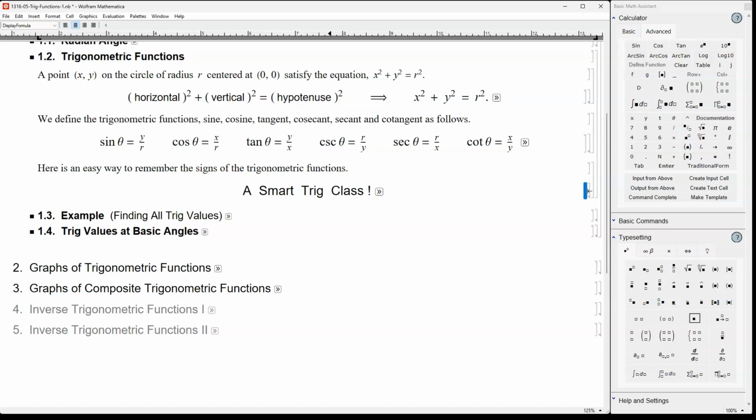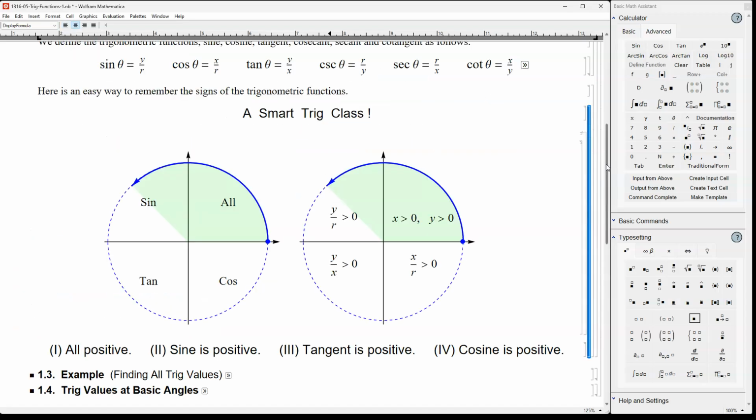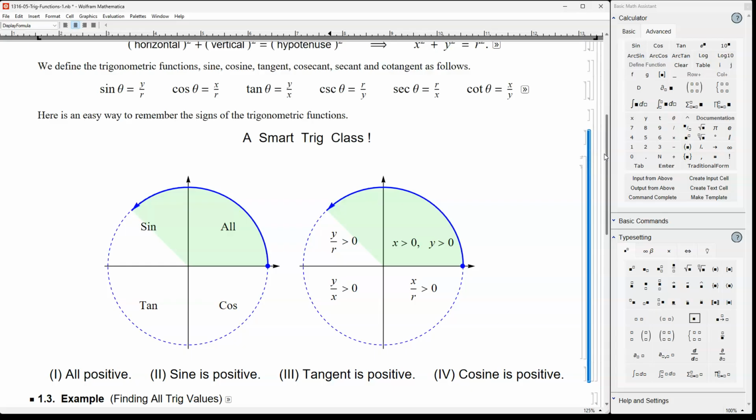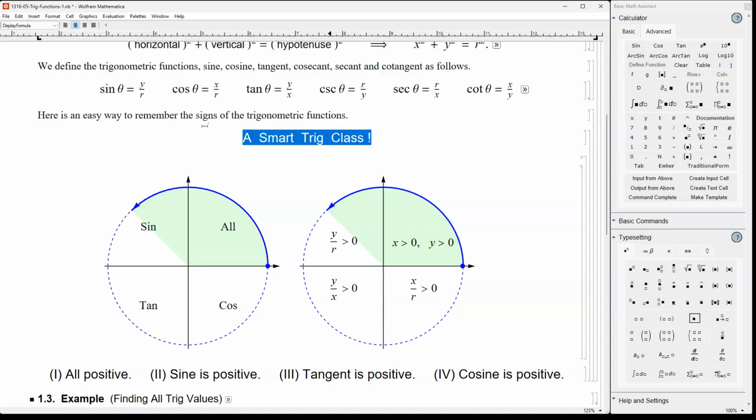A smart trig class. So, all positive in first quadrant. Sine is positive in second quadrant. The other two, cosine and tangent, are negative. In the third quadrant, tangent is positive, the other two are negative, and finally in quadrant 4, cosine is positive, the others are negative. So, a smart trig class must remember all those.